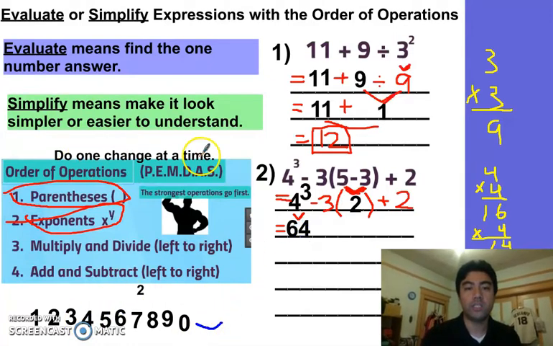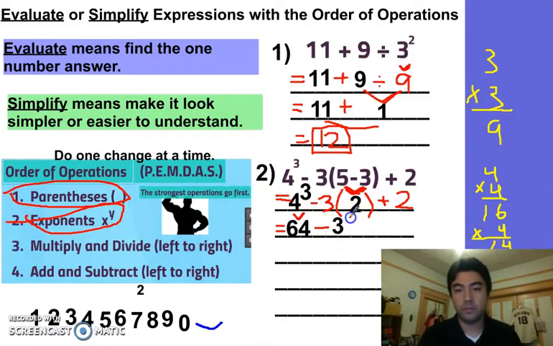Again, one change at a time. So I'm going to bring down the minus sign. I'm going to bring down the 3 with the parentheses. Here's the parentheses. I'm going to copy and bring down the 2. Copy and bring down another parentheses. And I'm going to copy and bring down the plus and the 2.